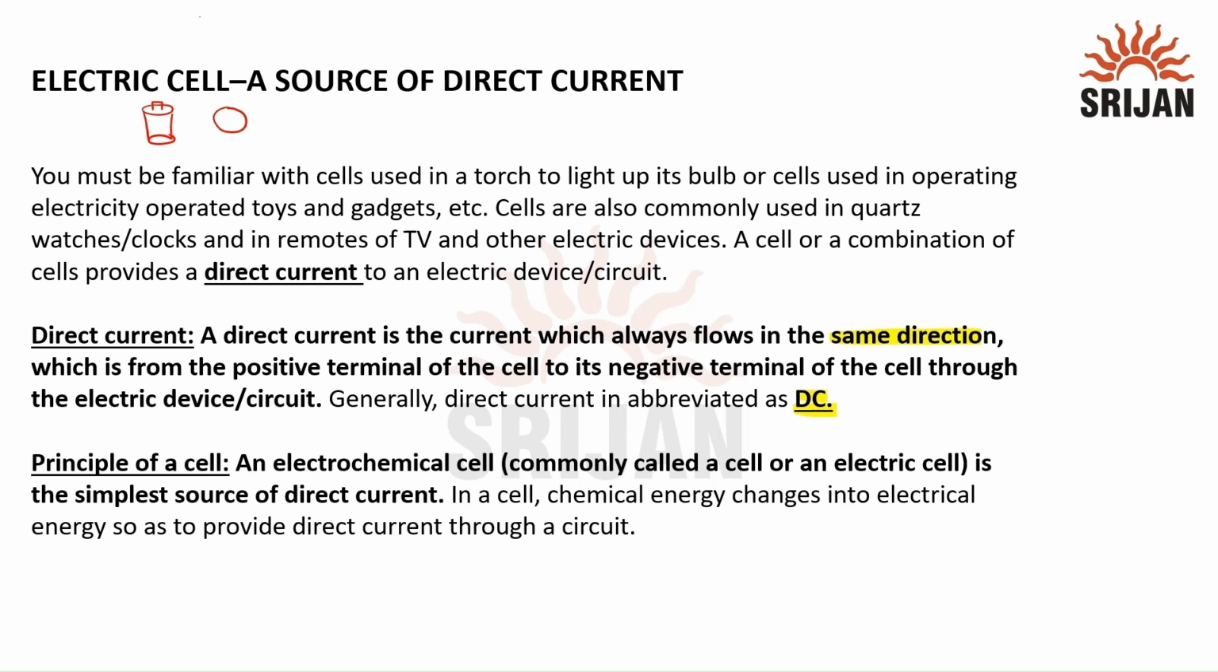So what is the principle of the cell? An electrochemical cell, which is commonly called a cell or an electric cell, is the simplest source of direct current. In a cell, chemical energy changes into electrical energy so as to provide direct current through a circuit. So in the cell, there are chemical reactions taking place. It converts chemical energy into electrical energy so as to provide direct current through a circuit.